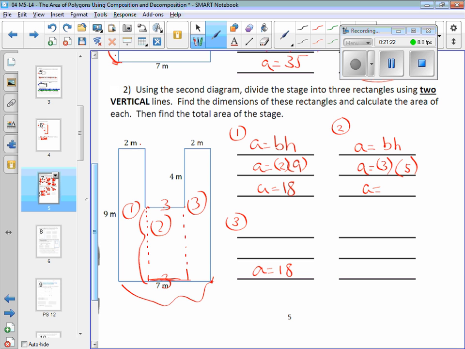All right, let's finish up before the bell rings. What's 3 times 5? Now we have to add all 3 pieces together. What should you get? Breaking it up a different way doesn't change the area. What did you get back when we did it the first time? 51. We should get 51. 18 plus 18 is 36. Plus 15 is 51. Breaking it up different ways should not change the area.